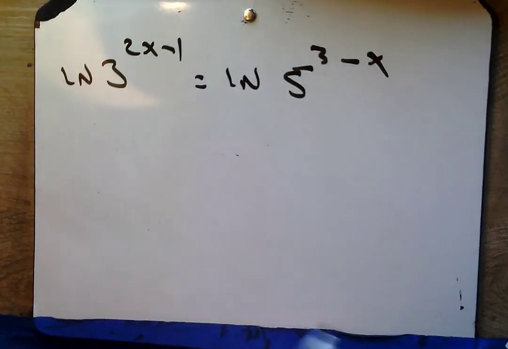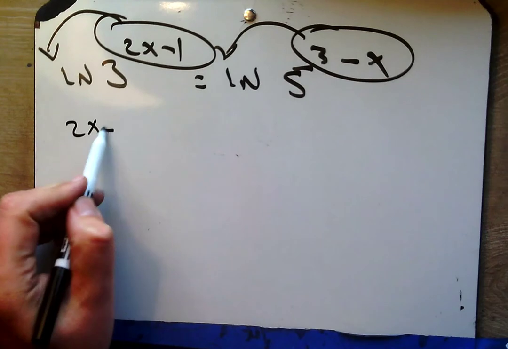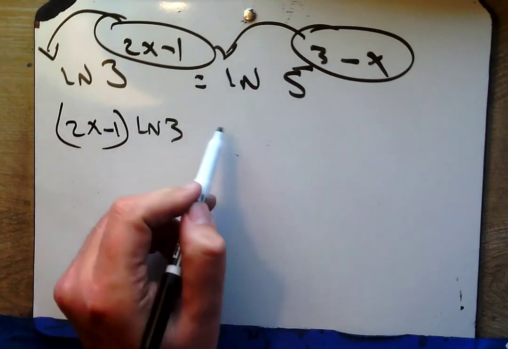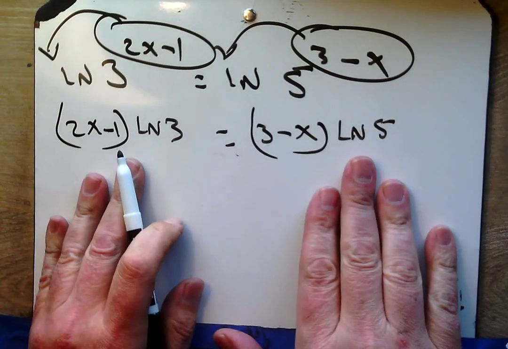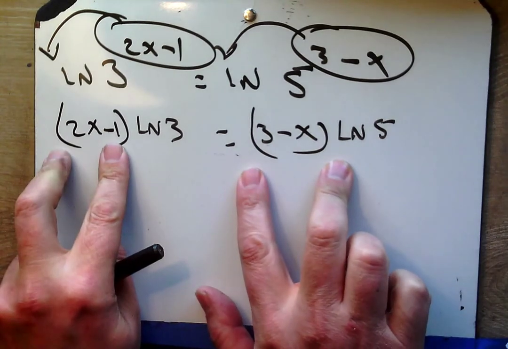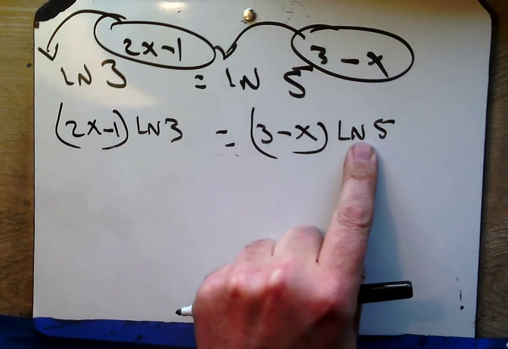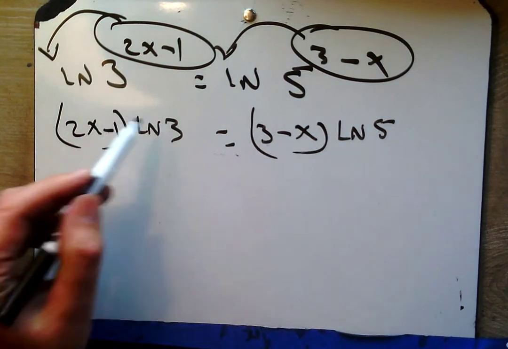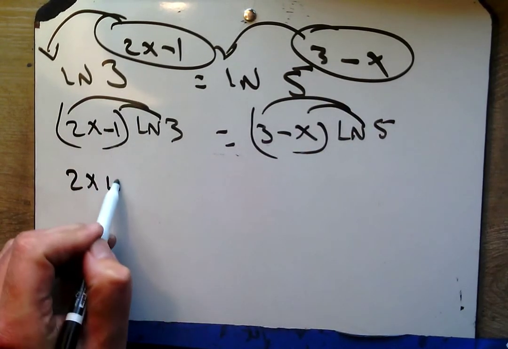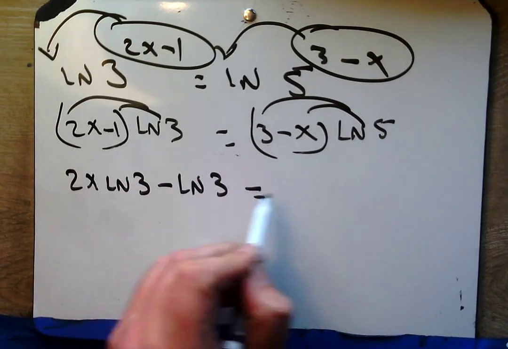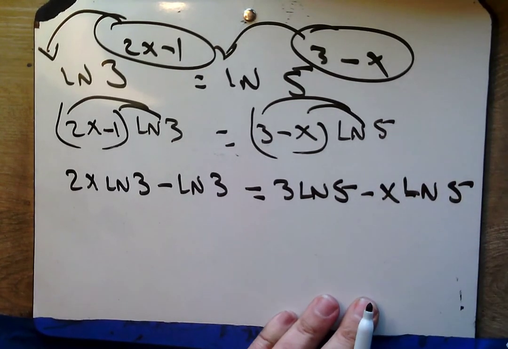ln of both sides. And bring this down, and bring this down. So I have (2x minus 1) ln of 3 equals (3 minus x) ln of 5. Really common mistake here is people don't put these parentheses, and they distribute this only to that. And they distribute this only to that. No, sorry, you've got to distribute. So we've got 2x ln 3 minus ln of 3 equals 3 ln of 5 minus x ln of 5. Okay, so I did some distributing.